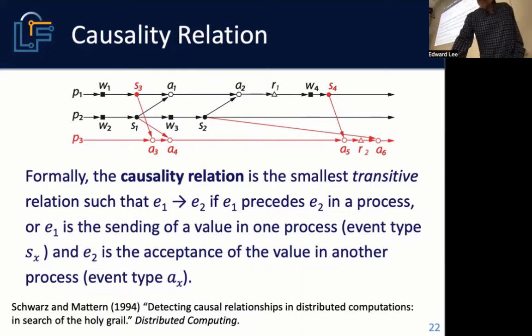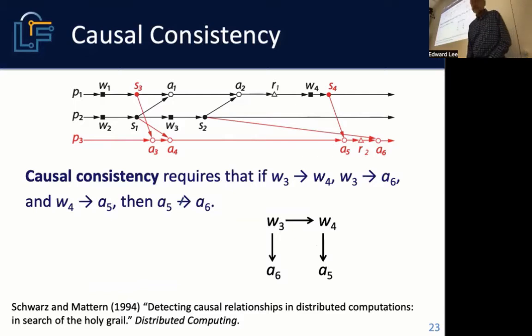So causal consistency can be put in terms of these relations as follows. It's kind of a bit of mind-twisting logic. If you have event W3 causally before W4, W3 causally before A6, and W4 causally before A5, then causal consistency means that we cannot have A5 causally before A6. But that sequence does happen. This is the violation of causal consistency.